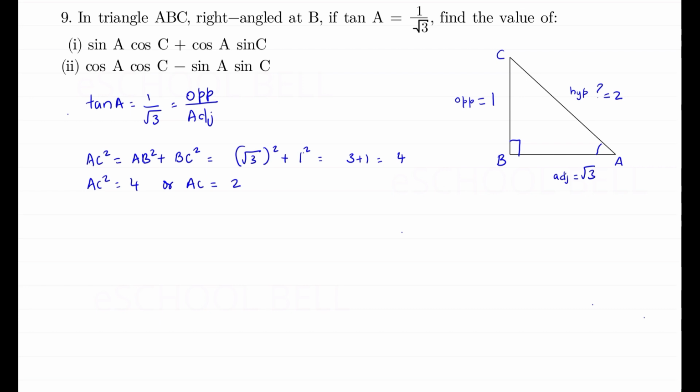Okay, now what will be sin A? Sin A is opposite by hypotenuse. So opposite is 1 and hypotenuse is 2. Sin A is 1 by 2. Then cos A. Cos A is adjacent by hypotenuse. Adjacent is root 3, hypotenuse is 2. So cos A is root 3 by 2.